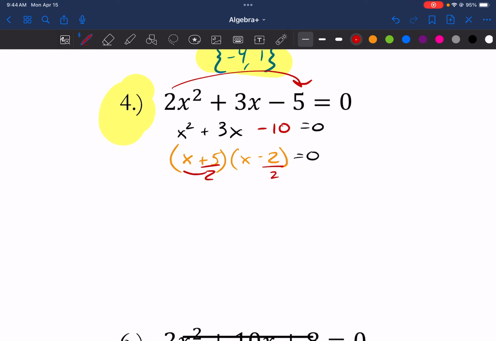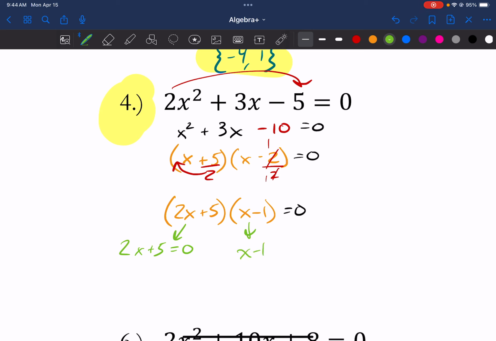This one cannot be simplified, so we're going to move it over. This one can be simplified, so it just becomes a 1. So I am left with 2x plus 5 and x minus 1. If you do not remember those rules, please go ahead and practice those, right? Take out your old packets, get some extra practice that might be uploaded online for you. Over here, I get 2x equals negative 5, so x equals negative 5 over 2, or a negative 2.5. And over here, x equals 1. So here are my two solutions.